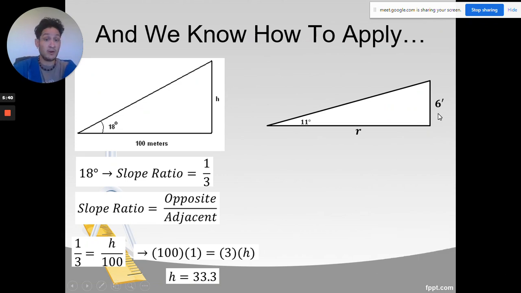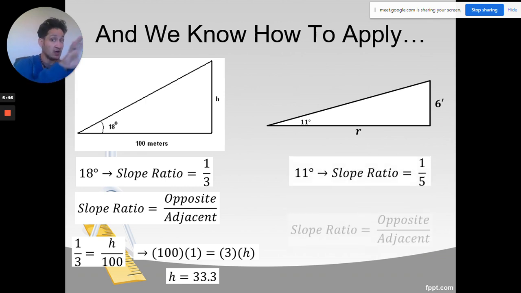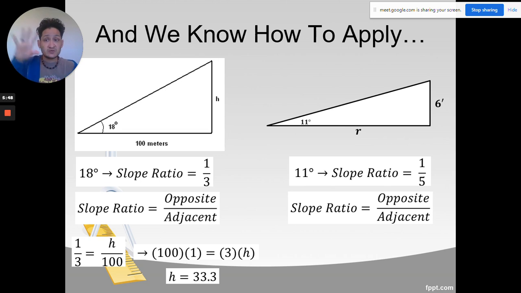We remembered, hey, an 11-degree angle has a slope ratio of 1/5. And of course, the slope ratio is also equivalent to the opposite side over the adjacent side. So we say 1/5 is equal to opposite over adjacent. Well, what is my opposite side and what is my adjacent side? Opposite is obviously the 6. That's on the far side. It's not being touched. And the adjacent side is the R.